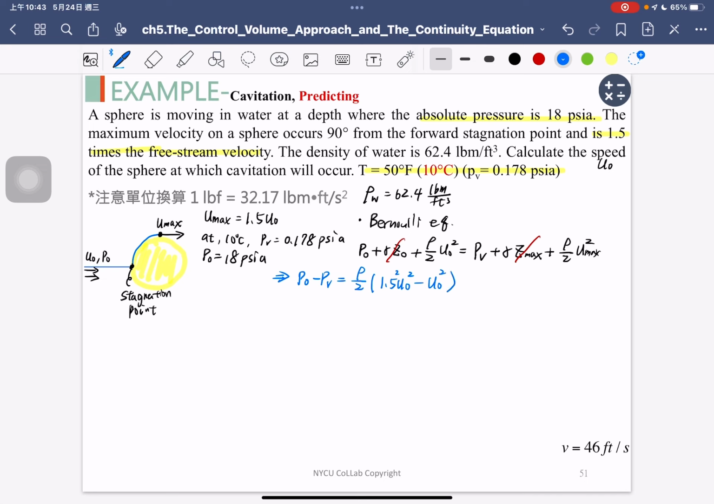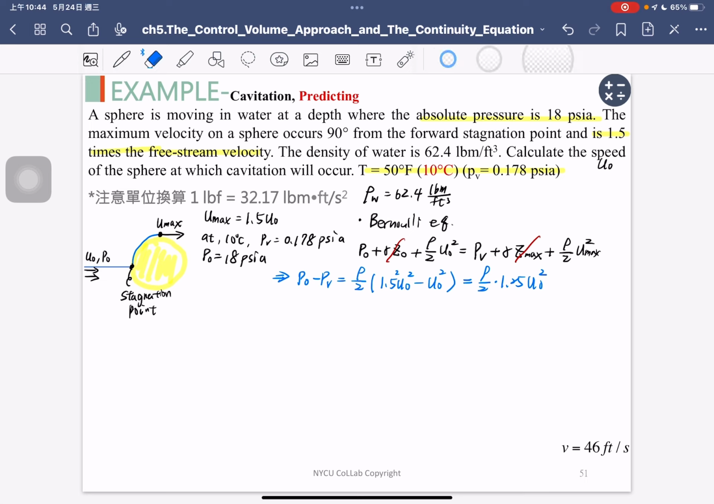Okay, minus the U0 square. So you can rewrite this as 2 over rho, times 1.5 square minus 1, so you have 1.25 and the U0 square. So our target is U0, how large it is.